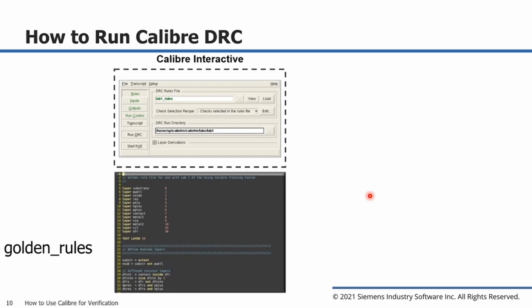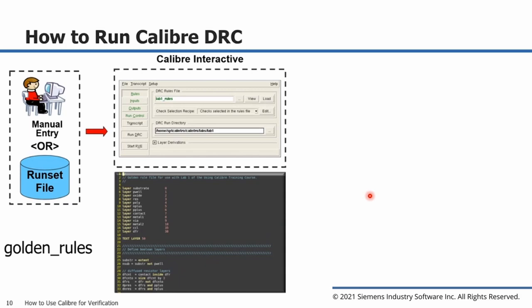Calibre Interactive is a GUI where you can run all the physical verification, which includes LVS, DRC, PERC, and how you customize the command file as well using SVRF language. So using Calibre Interactive, you can manually enter all this information or provide it using the GUI itself.